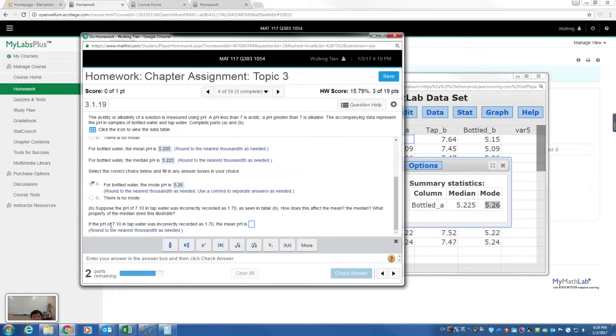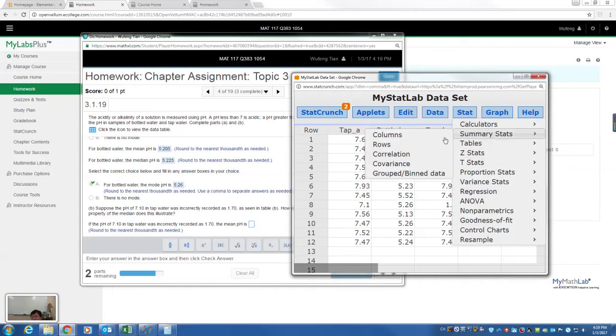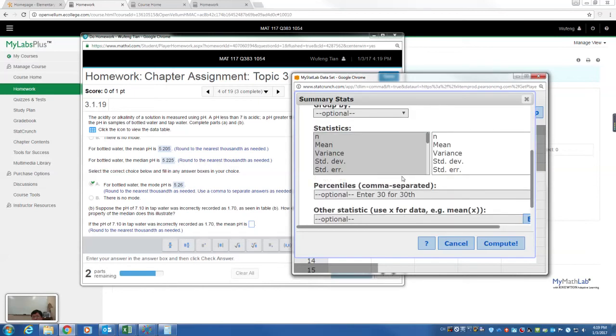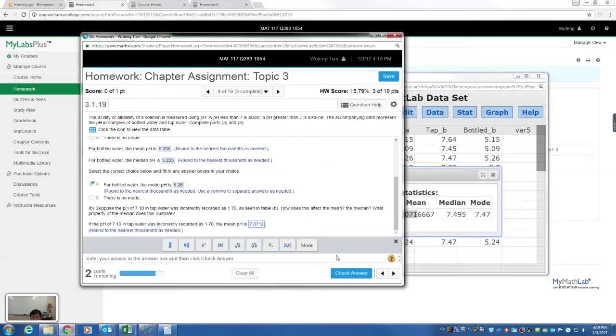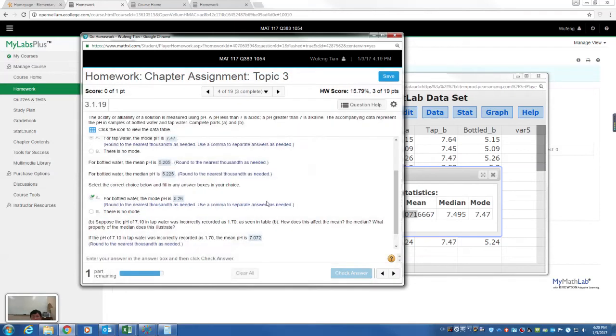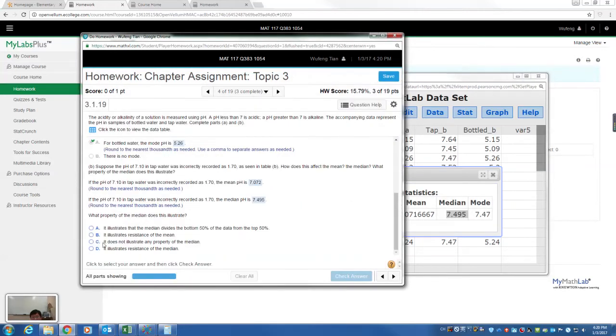For B, suppose the pH of 7.1 was incorrectly recorded as 1.7, as seen in table B. In table B, everything is right except this one value. It asks for the mean value and everything again, so just choose the columns and table B. In case they ask for everything else, we do that as well: the mode, the mean value, and the median. The median doesn't change.